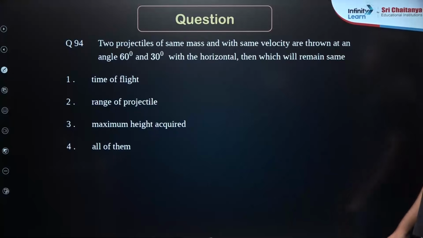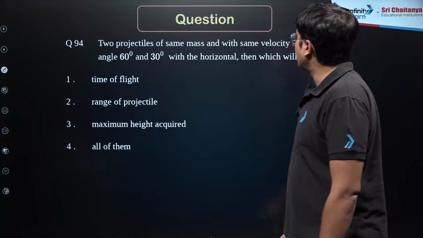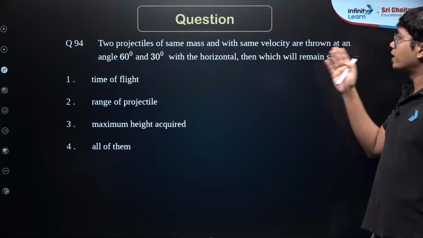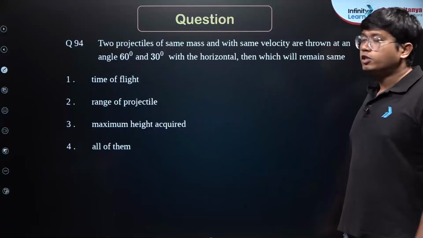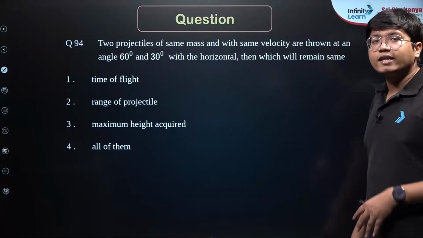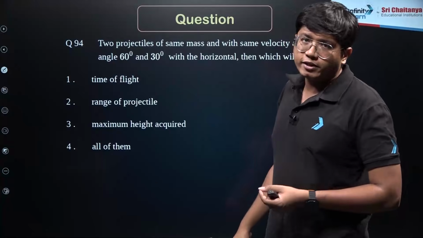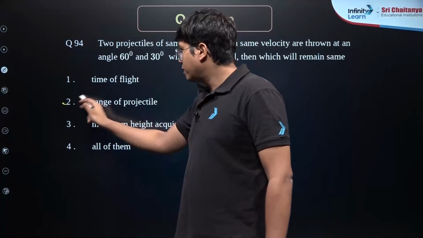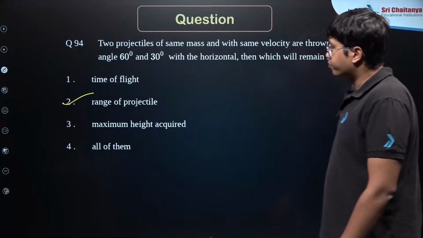Okay. Next one, two projectiles of the same mass are launched with the same velocity thrown at an angle 30 degree and 60 degree. Which will be the same? Since 30 degree and 60 degree are complementary angles, we know for complementary angles, the range stays the same. So it is option 2.